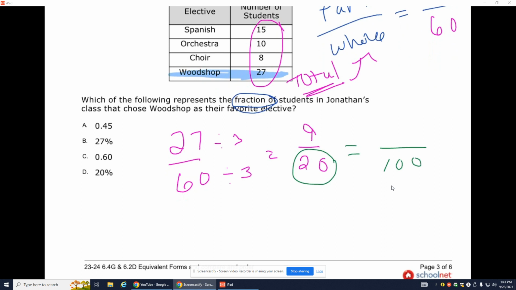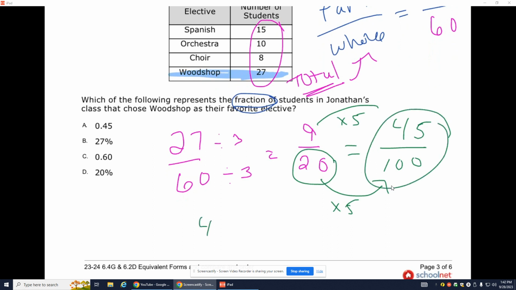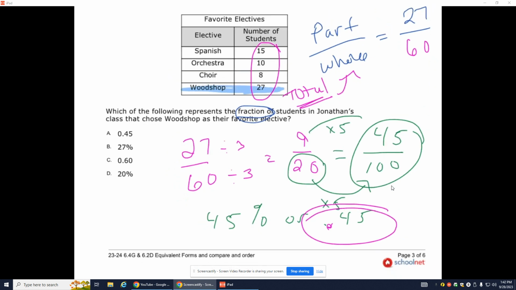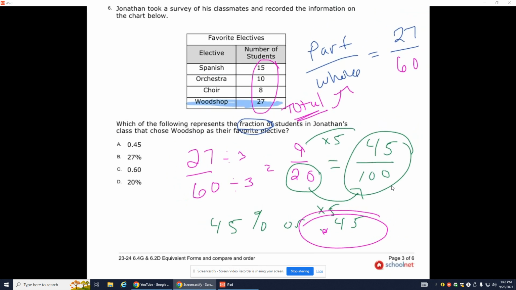20, as we saw in 2 other questions earlier, can go into 100 quite easily. So 20 times 5 is 100. 9 times 5 would be 45 hundredths. So I'm either looking for 45% or 45 hundredths. And then the answer choices, they give me 45 hundredths, 0.45. So that would be my answer to number 6. So again, you have to find the total first, part out of your whole, write it as a fraction, then we're going to convert it to a decimal or a percent.